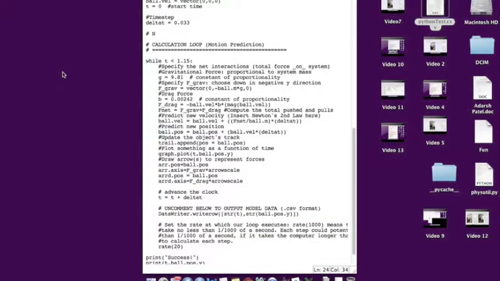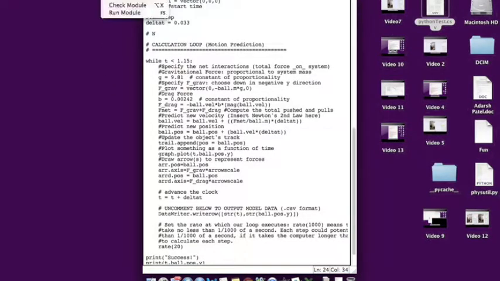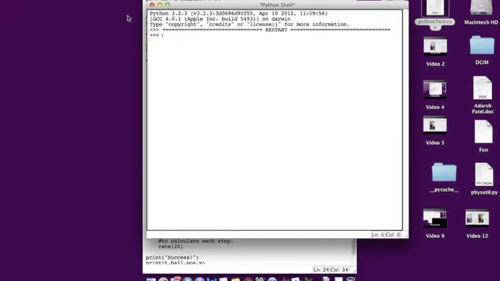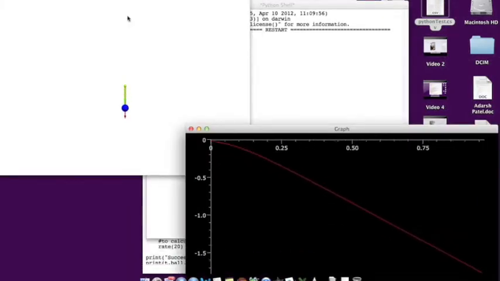As for the simulation run with the balloon, the drag force is still negative b times velocity, and the net force is once again the gravitational force plus the drag force. And when I run the model, the drag force on the balloon is much greater than the drag force acting on the tennis ball, and it is evident by the green arrow that you guys can see right here.